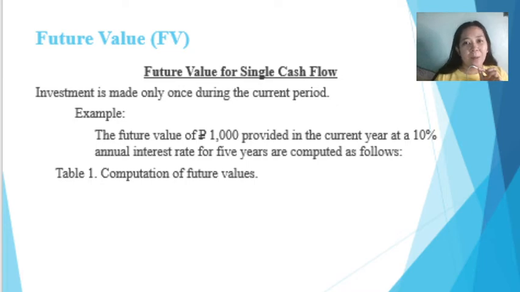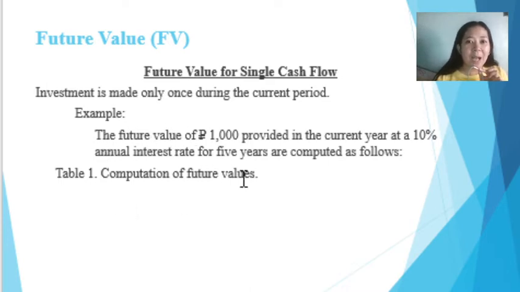For the second case, we will also be discussing future values for annuities. Later in this module, we will have a detailed discussion of that. But for now, let us focus on the future value for single cash flow. Again, this is the investment made only once, normally during the current period. We have here an example.